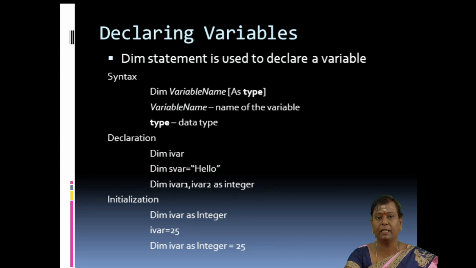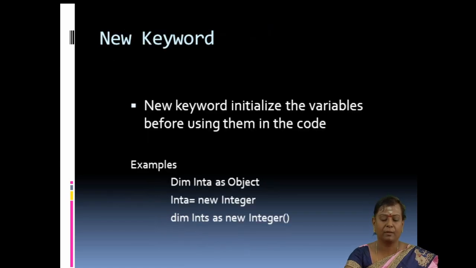Initializing: see, for initializing, first declare and then I have initialized the value 25 to that variable. That is the initializing, or we can say assigning a value to the variable. So in the third statement, see, in the same statement declaration as well as value assignment has been done. So Dim ivar As Integer = 25.